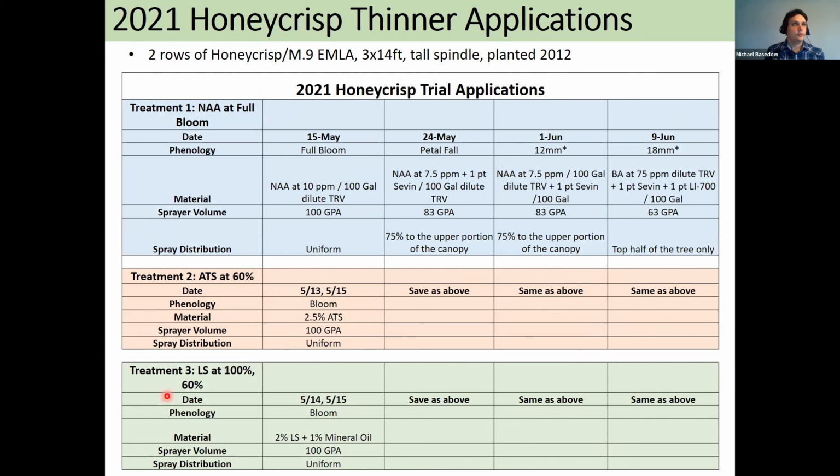And then we had a third treatment this year, and this was lime sulfur and oil. And this went on at 100% pollen tube growth for that first application. And then for the follow-up application, we put it on at 60% pollen tube growth. And then again, we had follow-up applications based on the fruit growth rate model at petal fall, 12 millimeter and 18 millimeter.